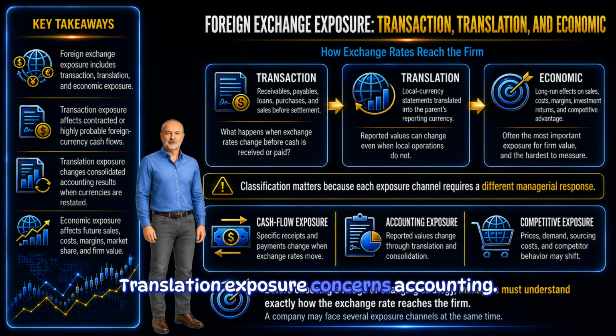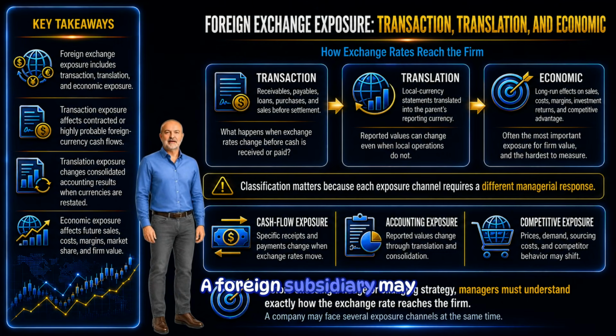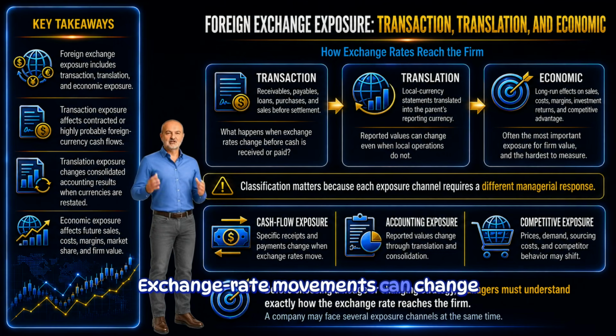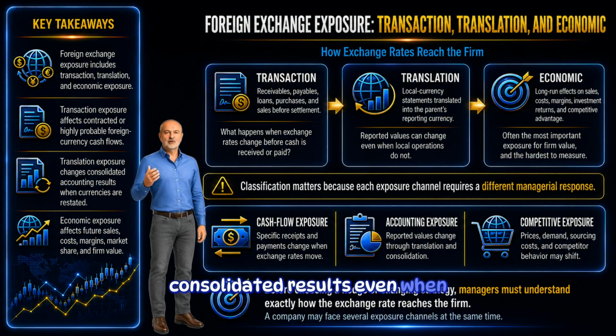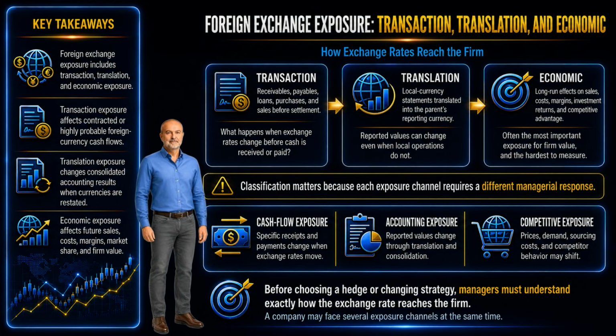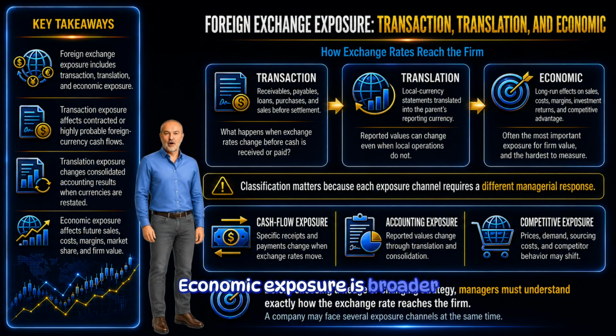Translation exposure concerns accounting. A foreign subsidiary may prepare its statements in local currency while the parent reports in another currency. Exchange rate movements can change consolidated results, even when local operations have not changed. Economic exposure is broader and longer term. It asks how currency movements affect future sales, costs, margins, market share, investment returns, and competitive advantage. It is often the most important exposure for firm value, but also the hardest to measure.